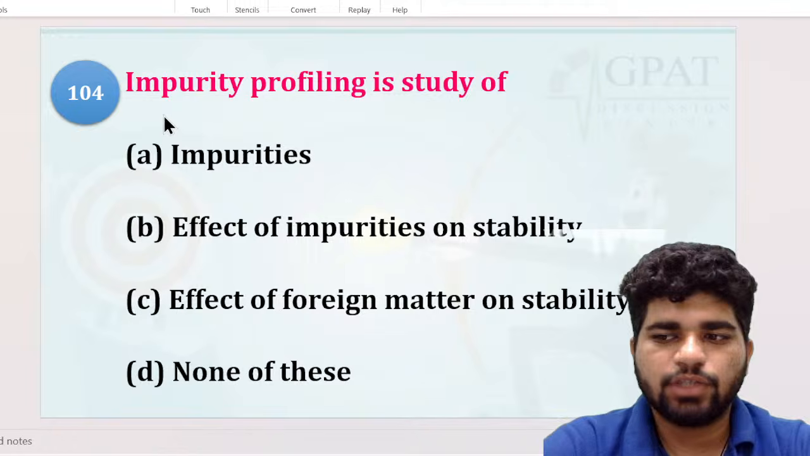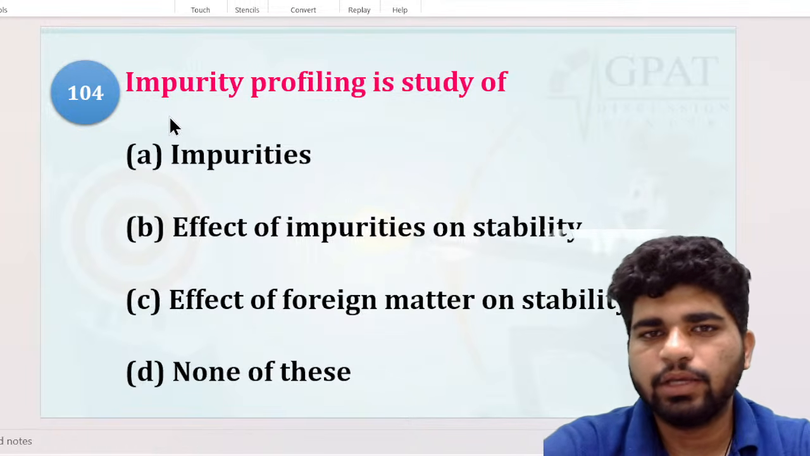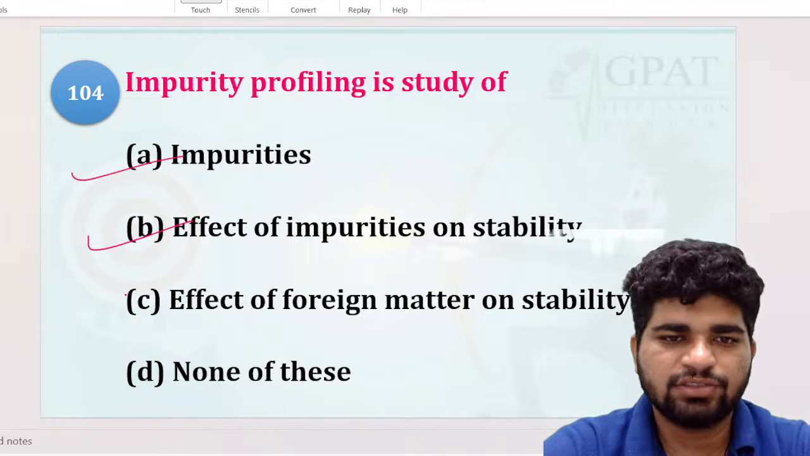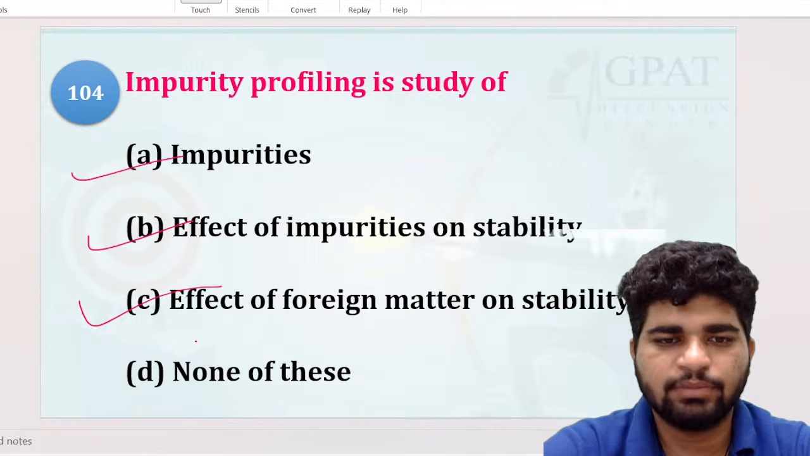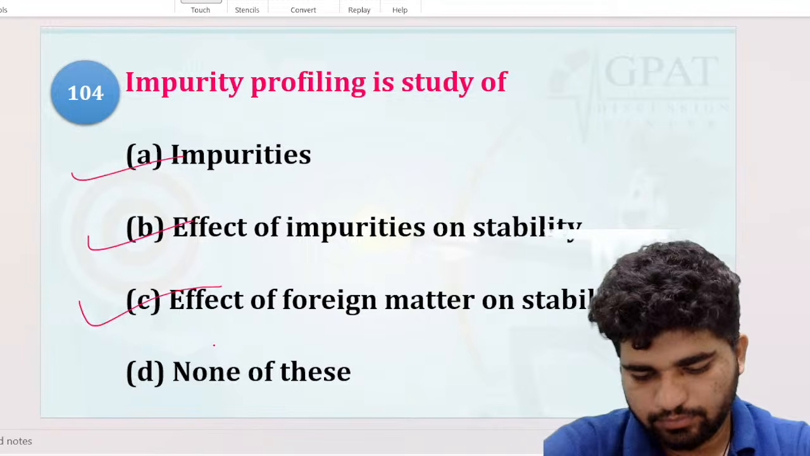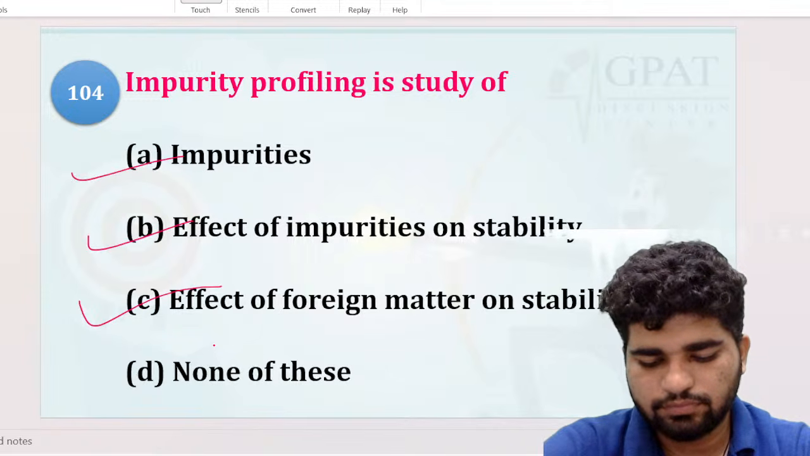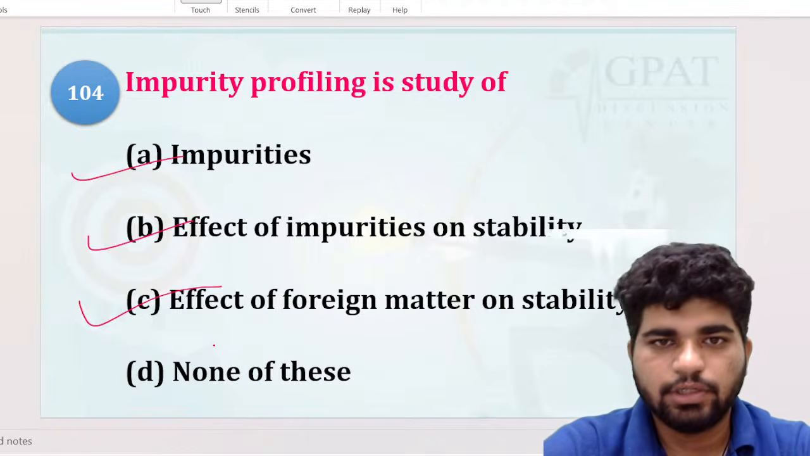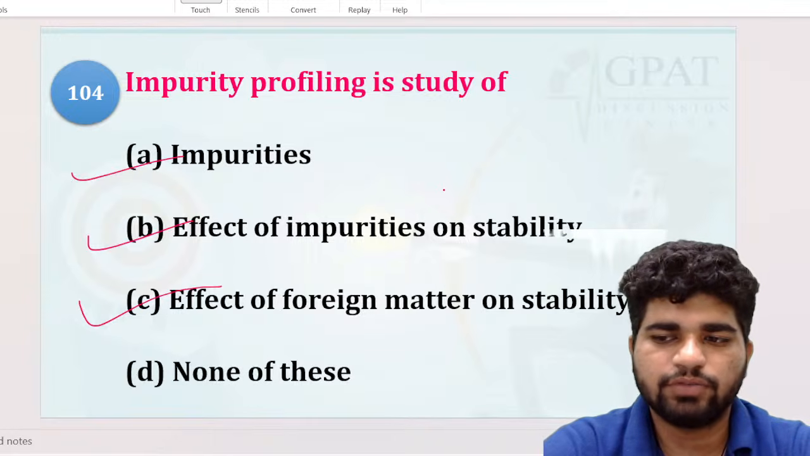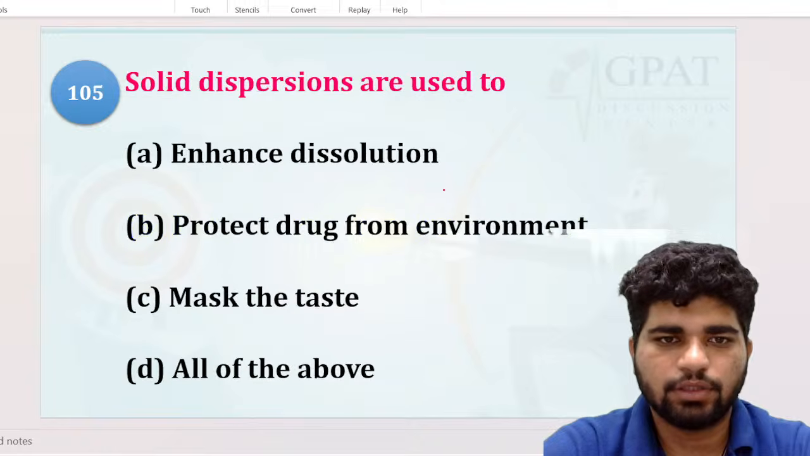Okay. Impurity profiling is a study of impurities, effect of impurities on stability, effect of foreign material on stability, or none of these. Anyone? This is your effect of impurities on stability, right?